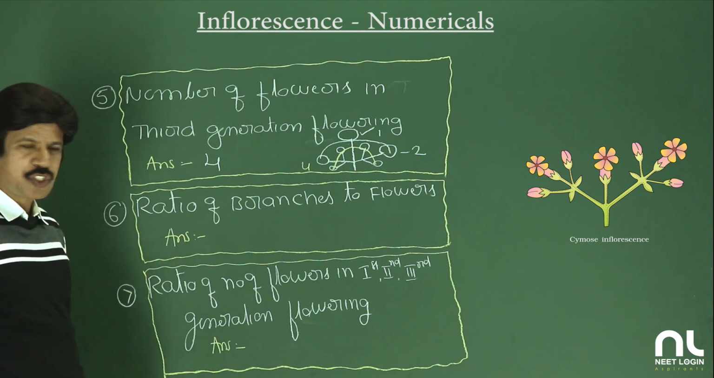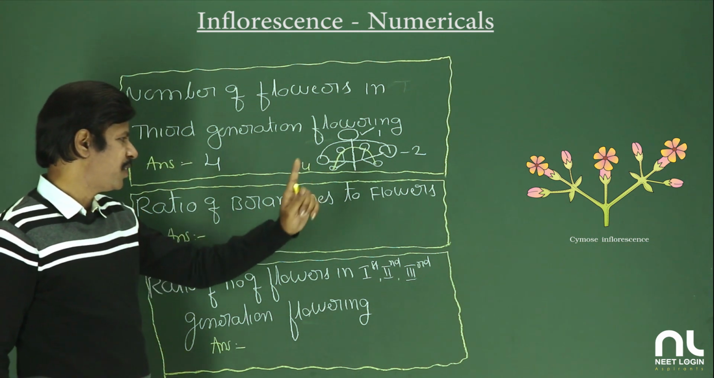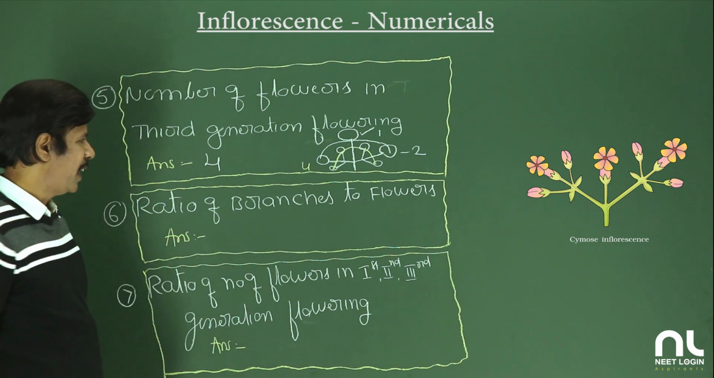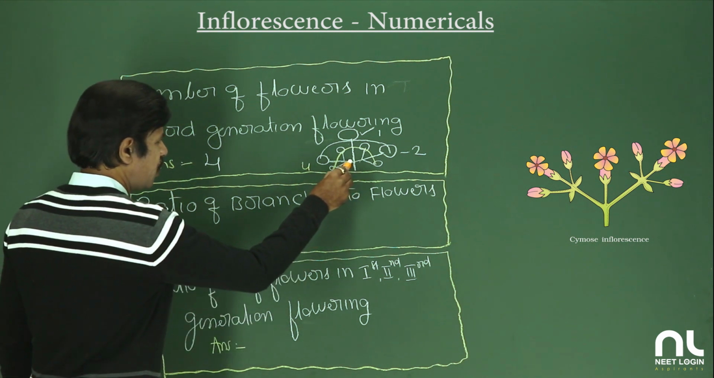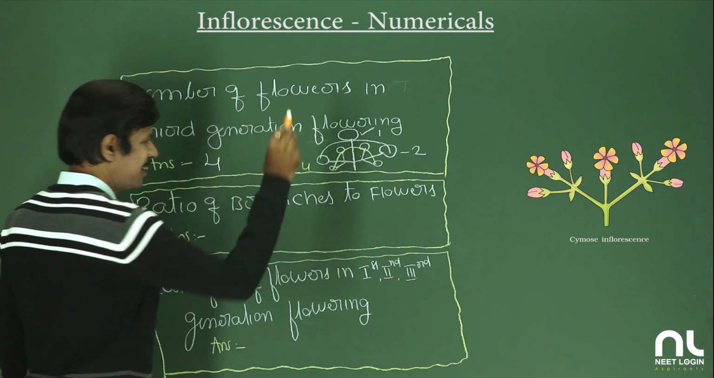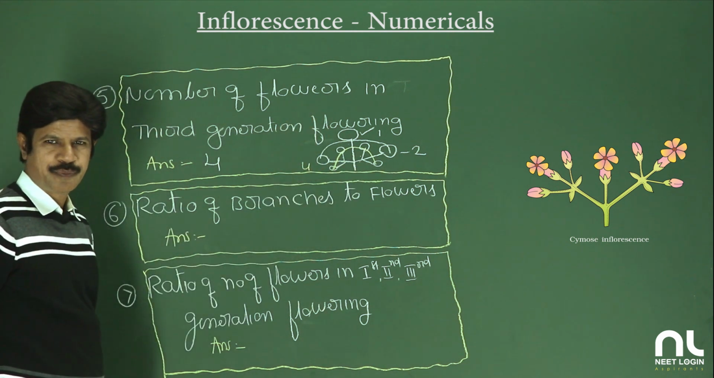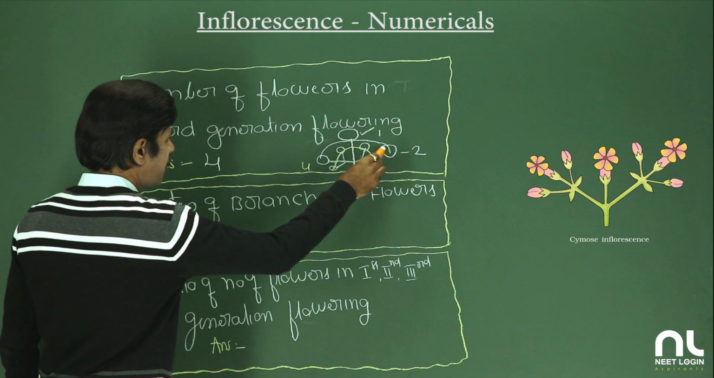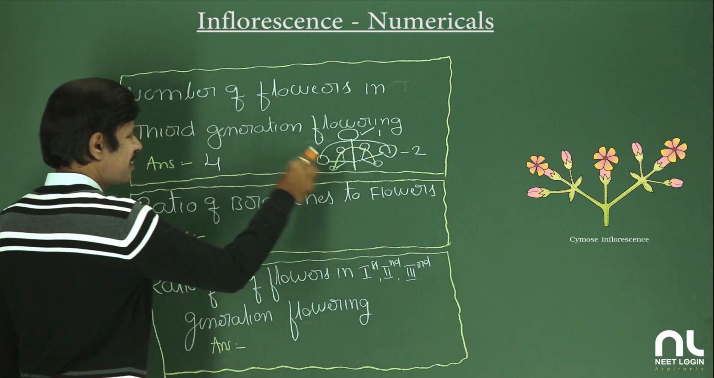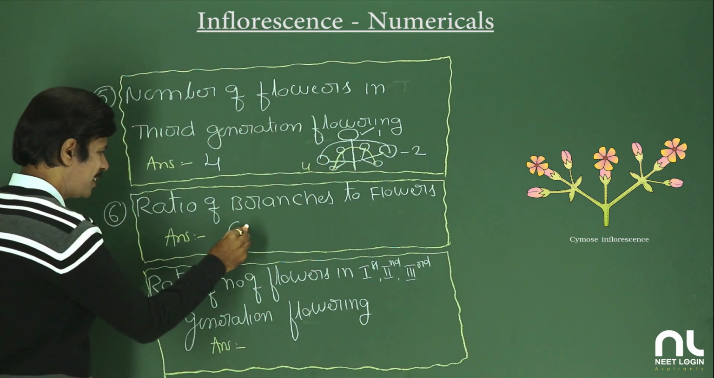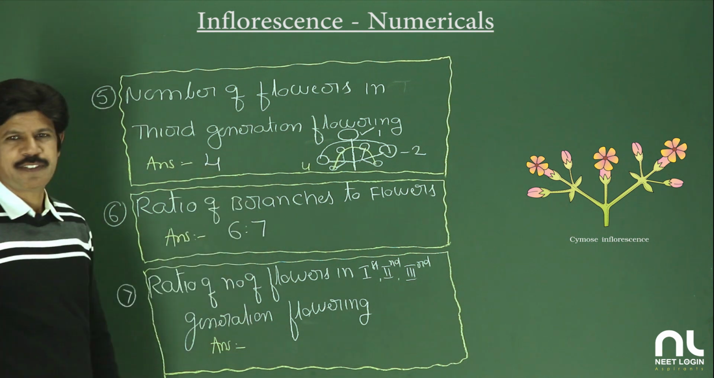And sixth question, ratio of branches to flowers. Number of branches 1, 2, 3, 4, 5, 6. 6 branches. And flowers 1, 2, 3, 4, 5, 6, 7. So 6 branches to 7 flowers.